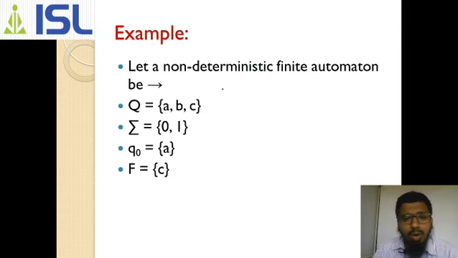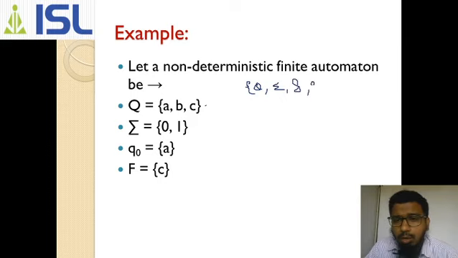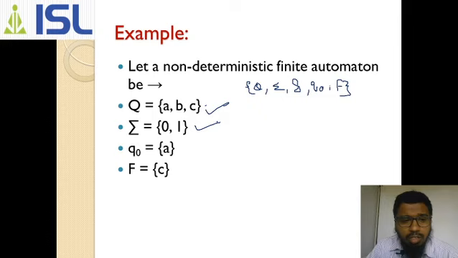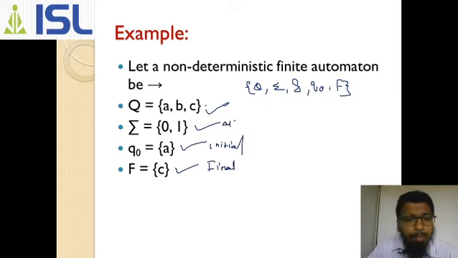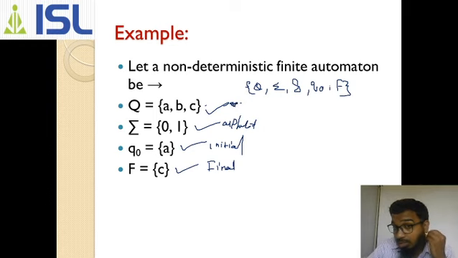Now we will take an example. Let a non-deterministic finite automaton be defined by Q, sigma, delta, q0, F. Q is A, B, C. Sigma is 0, 1. q0 is A, F is C. So this is the initial state, this is the final state, and this is the alphabet, a finite set of symbols.